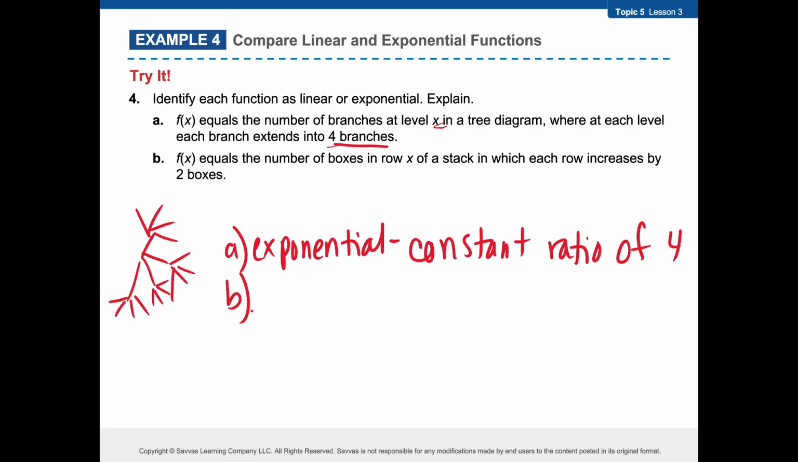Letter B, f of x equals the number of boxes in row x of a stack in which each row increases by 2 boxes. Then the next one would have 4, then the next one would have 6, 8, and so on. So letter B would be linear. It is increasing by a constant rate of 2.